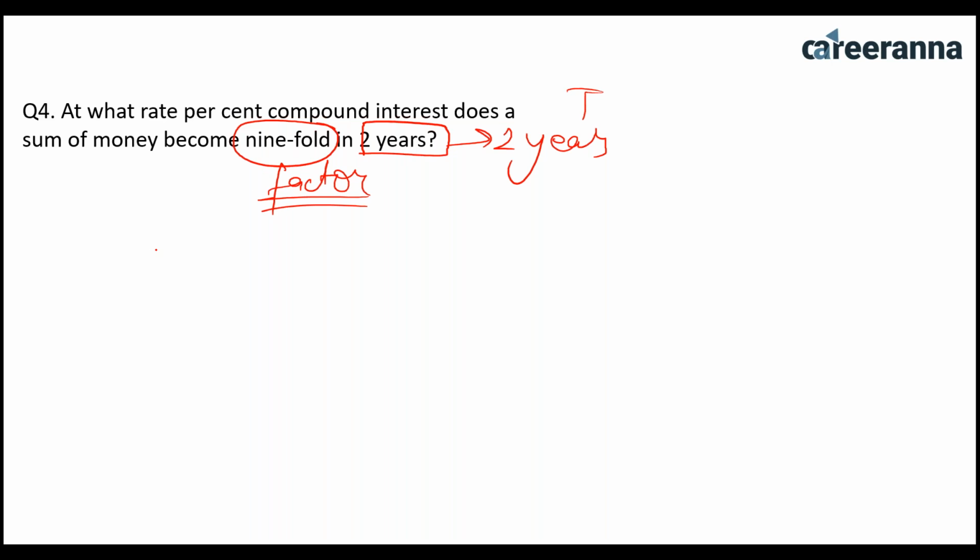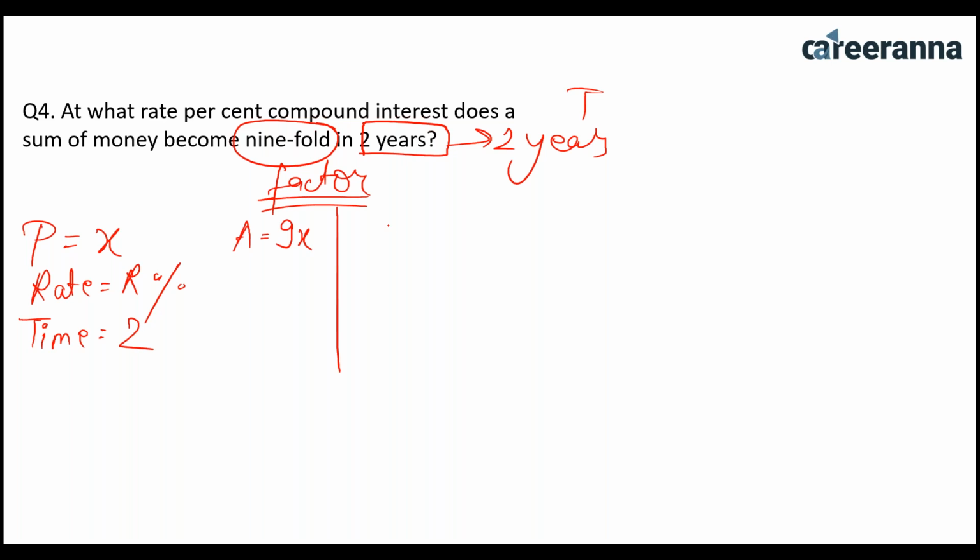So if I assume principal to be x, rate is equal to r percent, time is already given to us as 2 years. Okay, I need to make A equal to 9x, right? This is what the question is asking. So 9x is equal to x into (1 plus r upon 100) power 2.